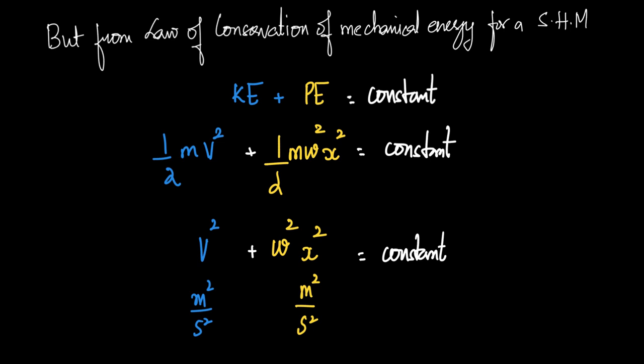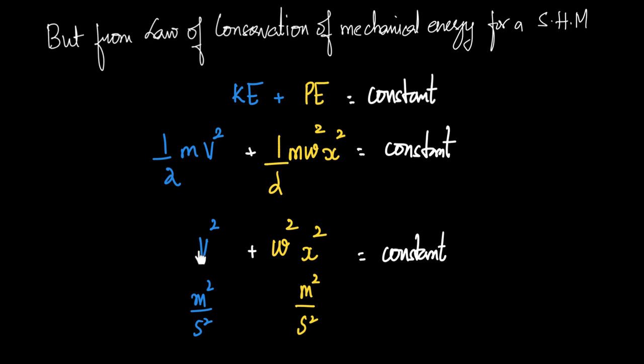So we know by the law of conservation of mechanical energy, for a simple harmonic motion, kinetic energy plus potential energy is constant, which means half m v square plus half m omega square x square is a constant. Dividing this equation throughout by m and 2, what we get is v square plus omega square x square is a constant.